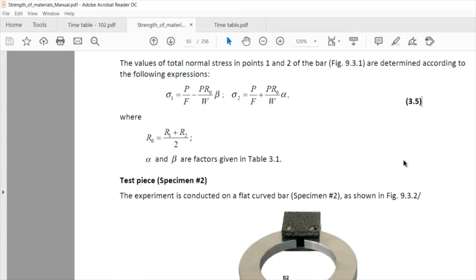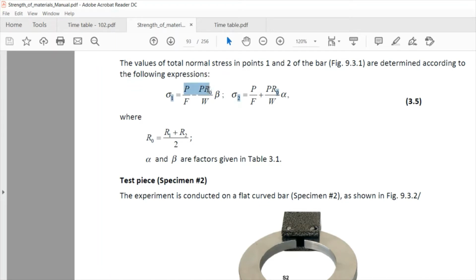So for the values of the total normal stress at point 1 and point 2, you see in this figure we have the experimental view of our specimen, and this is sensor number 1, point 1, and sensor number 2 for point 2. So basically we have two stresses. For point number 1, we will have the normal stress, force over area, and then we have the contribution of bending moment, where P is a force and R0 is a distance.